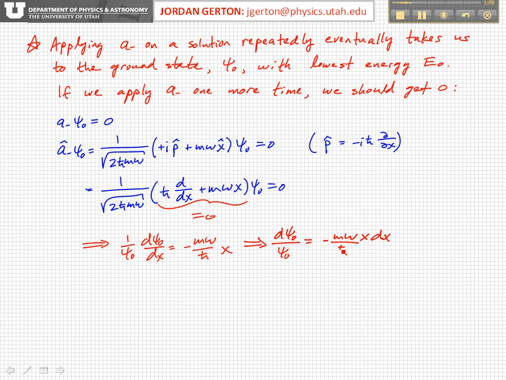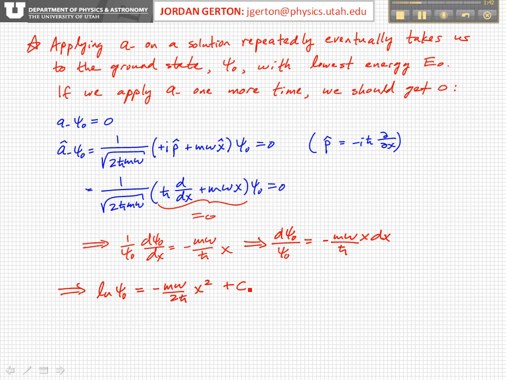And here, if we integrate minus m omega over h bar times x dx, we just get x squared over 2 plus a constant. And so after we do this, we have ln of psi naught is equal to minus m omega over 2 h bar times x squared plus some constant.